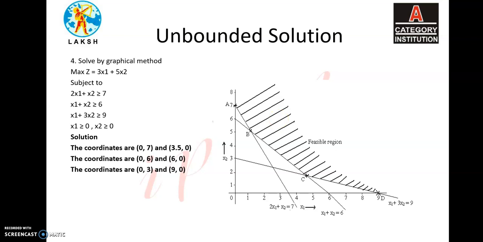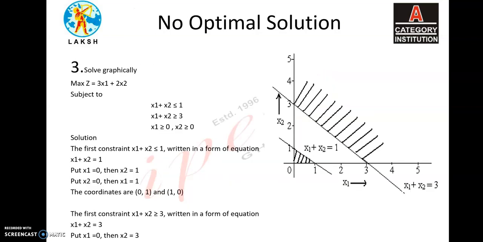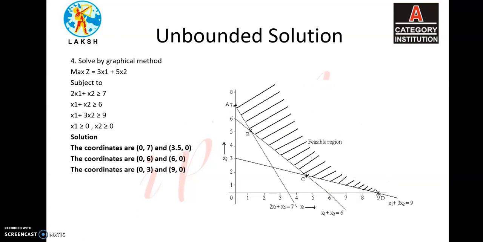So these are some special cases. The first one is the graphical method. In this we easily find the common region, and we have gone through the four special cases. The first one is multiple optimal solution. Second is when we see that there is no feasible region. Third is unbounded solution, and no optimal solution.